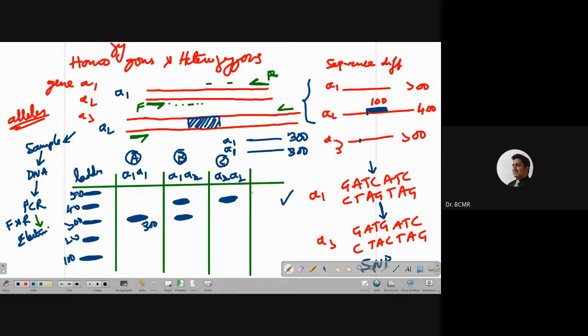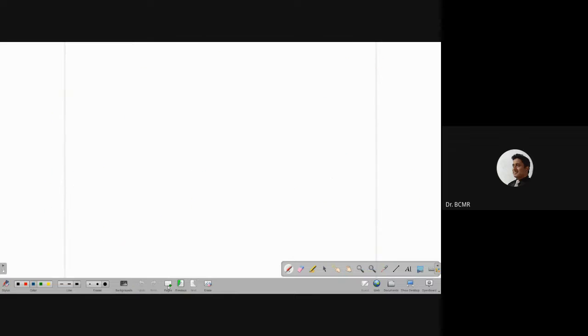Okay, so the next one is about how to handle the case where, assume that A1 and A3 alleles are the same size, and the only difference is one nucleotide. Somewhere one nucleotide is different. Before going into that, I will quickly review primer designing. For primers, it's very similar to cloning primers.